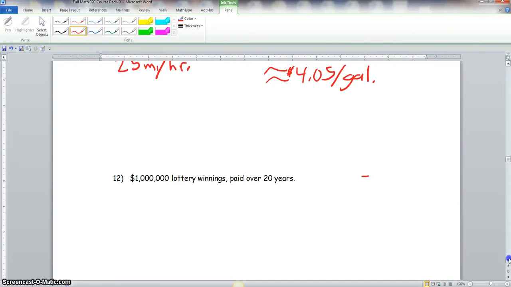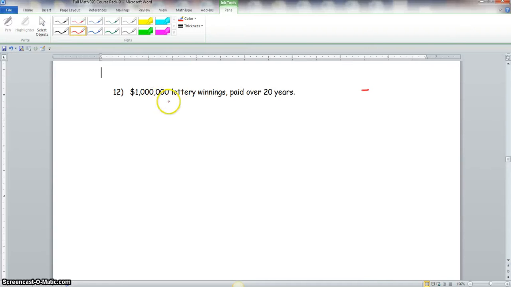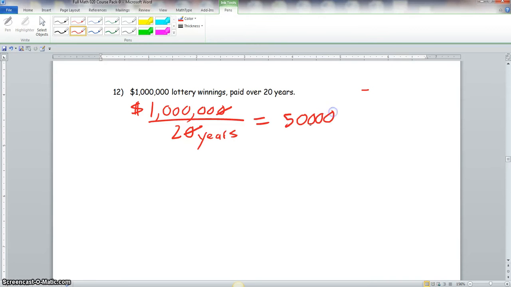Now we scroll down here to number 12. It says we have $1 million lottery winnings paid over 20 years. So we'll take $1 million divided by 20 years. Now, we can simplify out these zeros here because we know we divide both of them by 10. And then we have 100,000 divided by 2, which would give us 50,000. So it'll be $50,000 per year or per 1 year. And that would be your final answer.